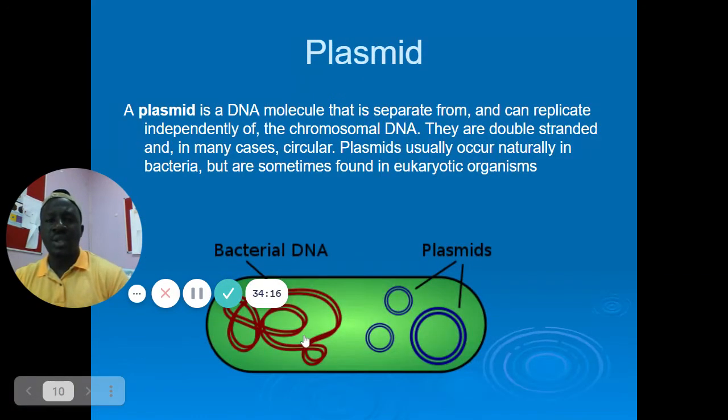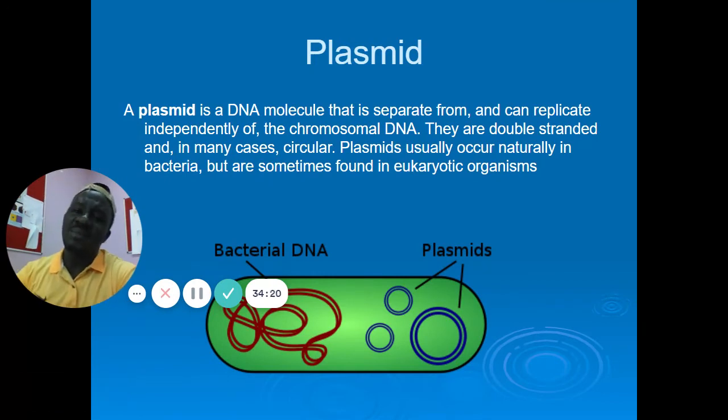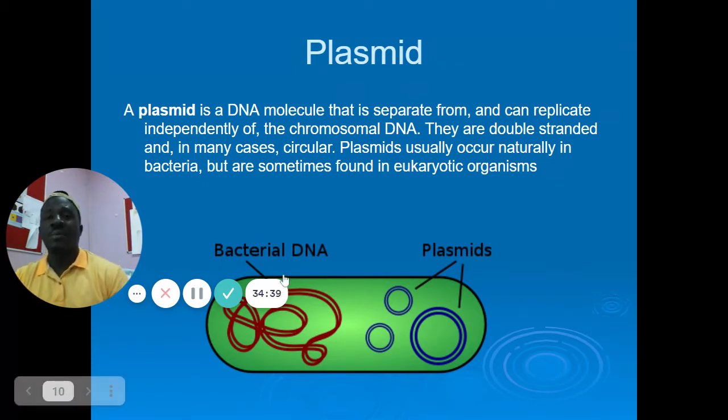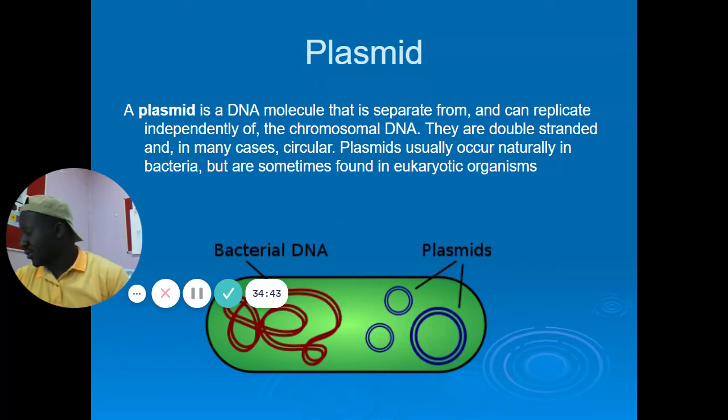So we continue to look at the plasmid. A plasmid is a DNA molecule that is separate from and can replicate independently of the chromosomal DNA. The chromosomal DNA is what we see in the nucleoid. So like I said, bacteria have two, the chromosomal DNA and the outer one, which you call the plasmid. Plasmids are double-stranded and in many cases circular. You can see they are always in a circular form in many cases.